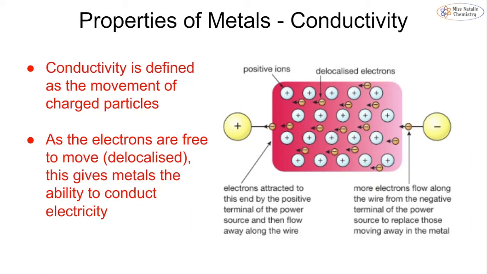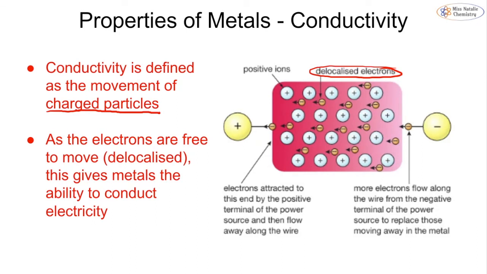We can also look at the conductivity. So conductivity is defined as the movement of charged particles. And in this case, the charged particles that we're looking at are delocalized electrons. So these delocalized electrons are able to move throughout the structure, and they are then able to carry a charge. And the delocalized electrons being able to carry the charge and to move allows the metal to conduct electricity.